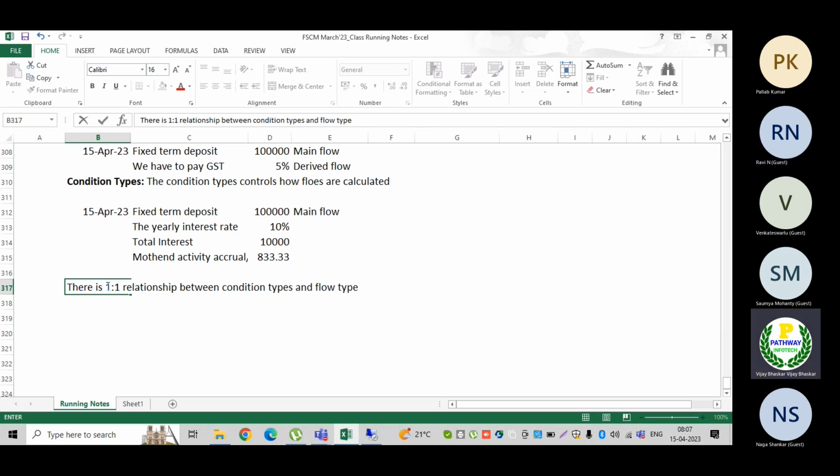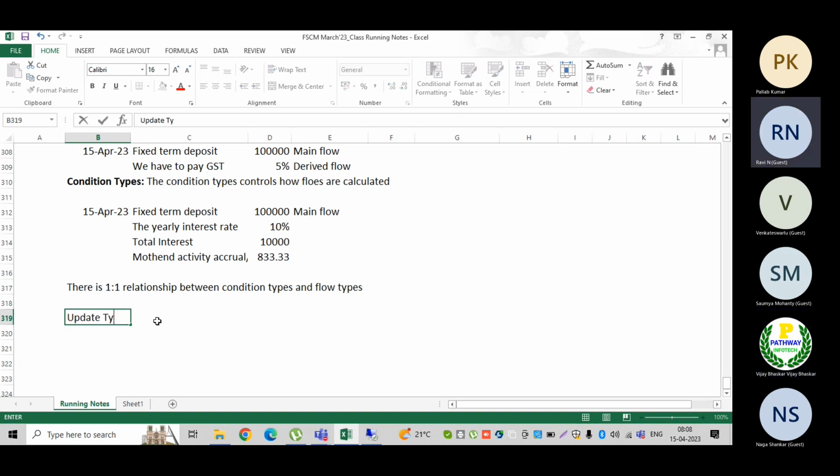So when I say this, if I have one condition, and I want to define it, that one condition needs to be interlinked to the flow type. One condition I can link to one flow type only. I cannot correlate multiple condition types to one flow type. This is the meaning. We cannot correlate. Then the next one is update types.